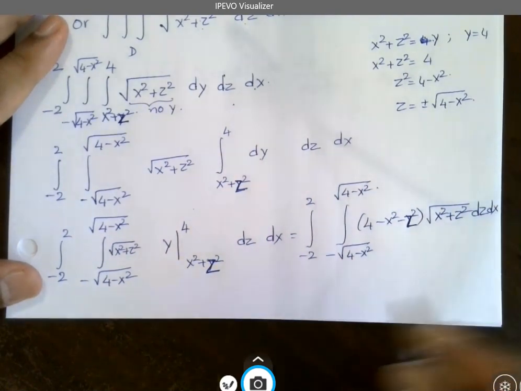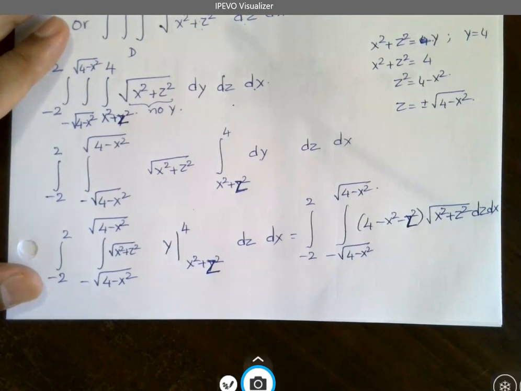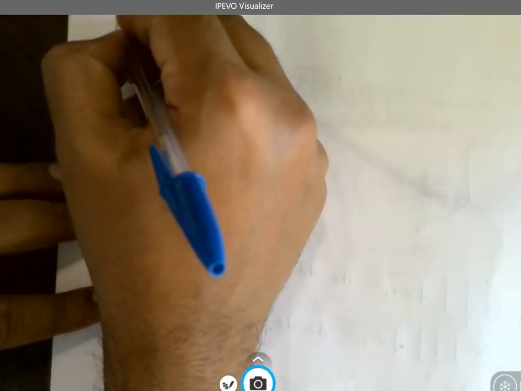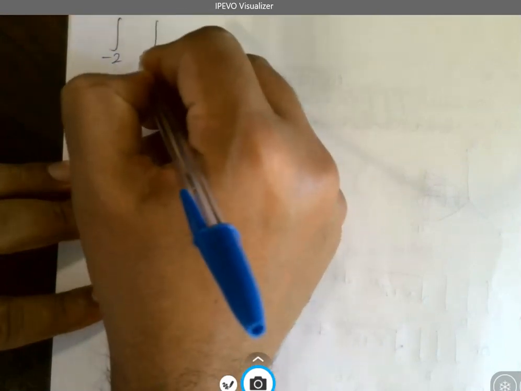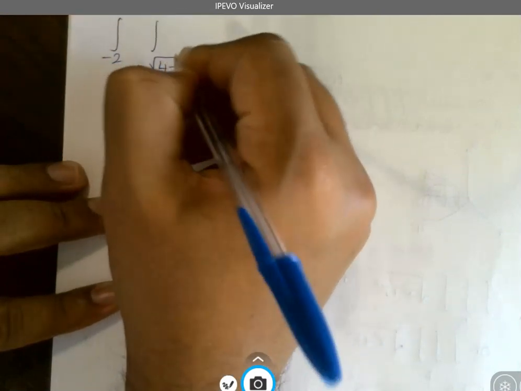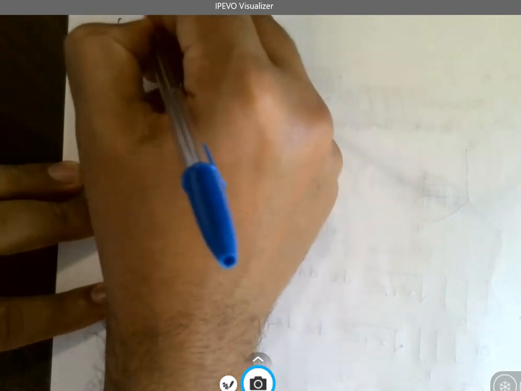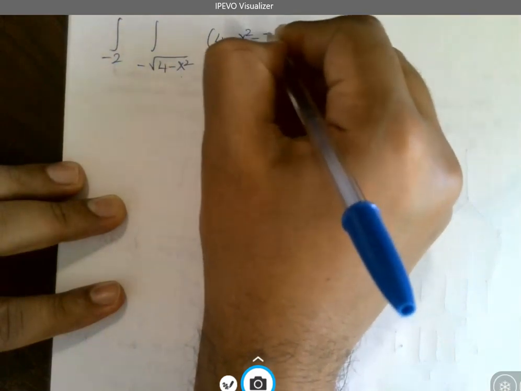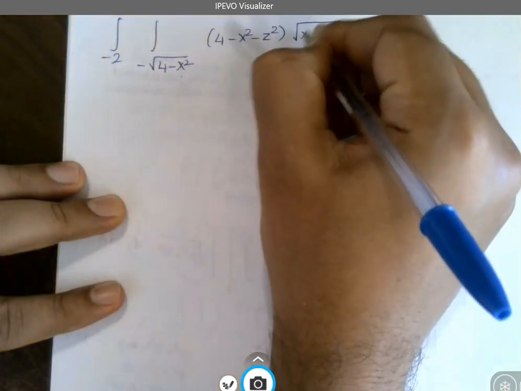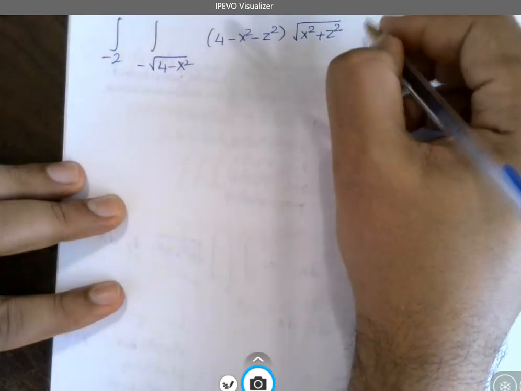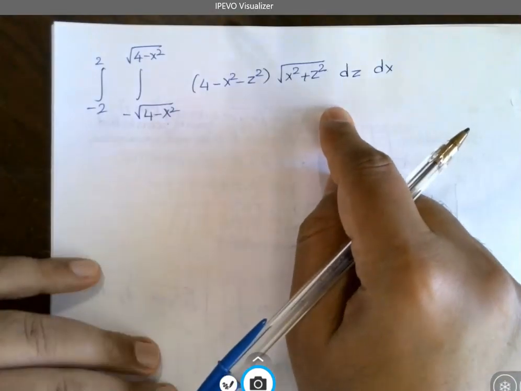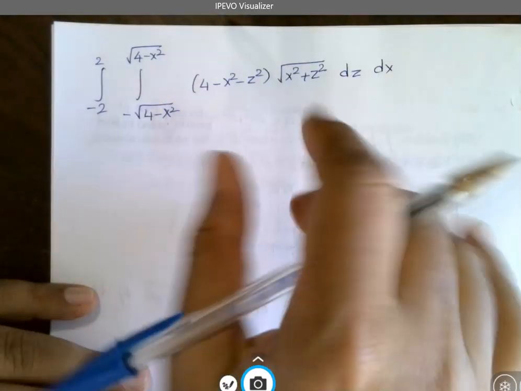Okay, I hope you are with me so far. Is that clear? Okay, I'm not done, so I'm going to continue with it. I'm going to write this integral on the next page. So I got -2 to 2, negative square root of 4 minus x squared to square root of 4 minus x squared, and this is going to be 4 minus x squared minus z squared, square root of x squared plus z squared, and you have dz dx.